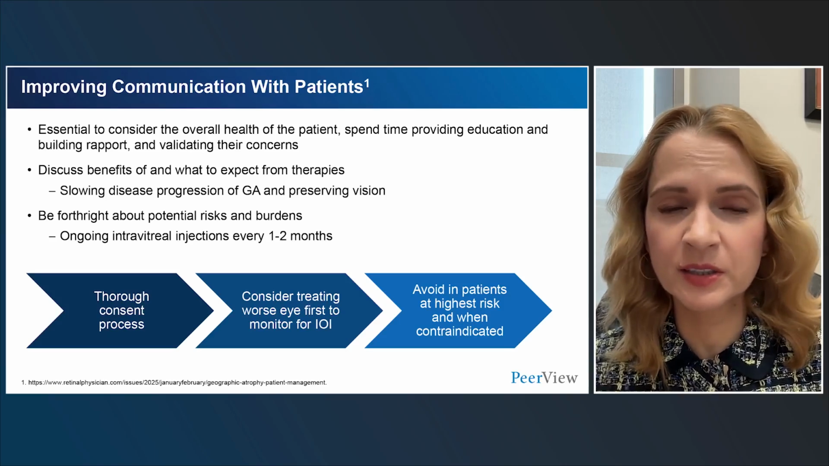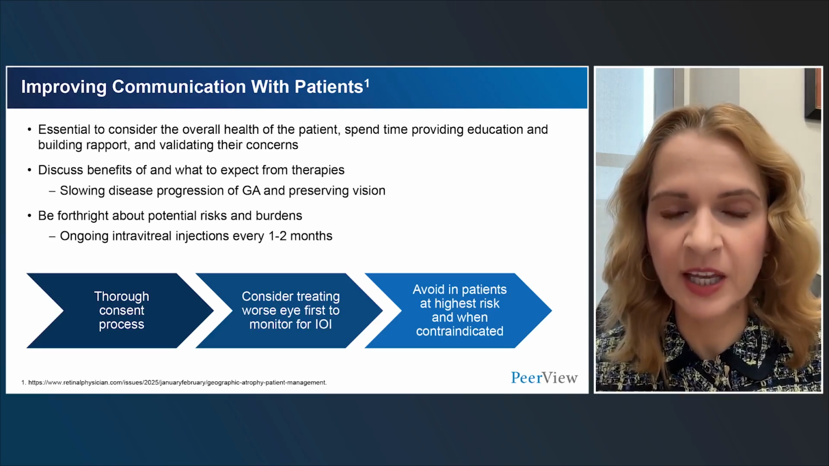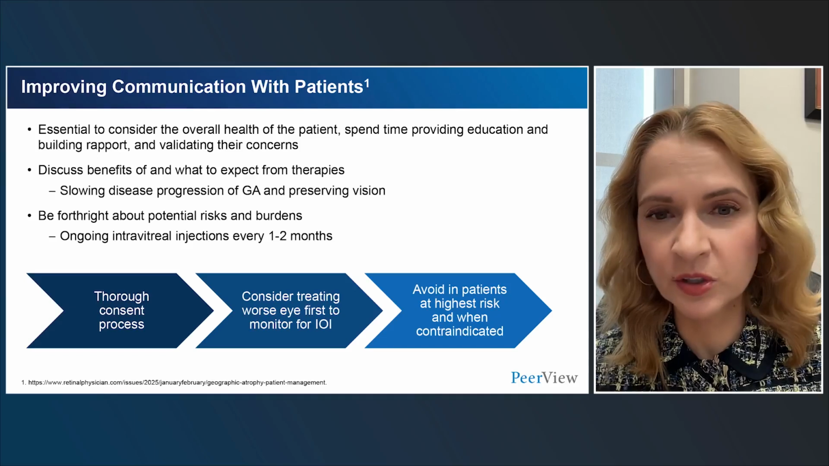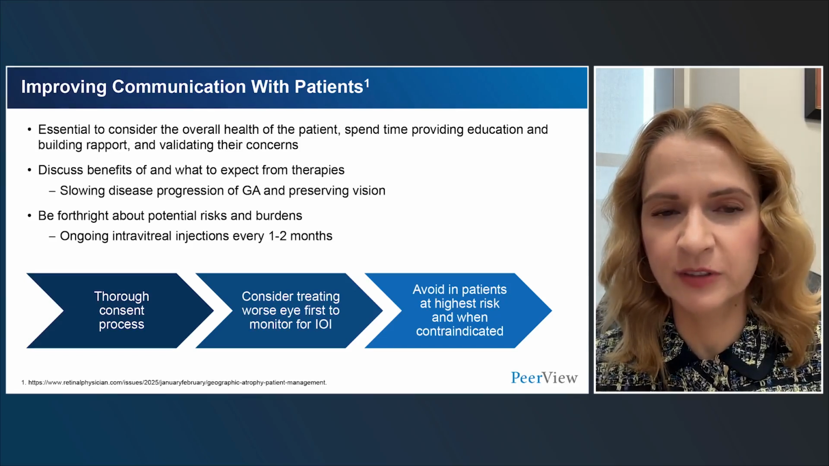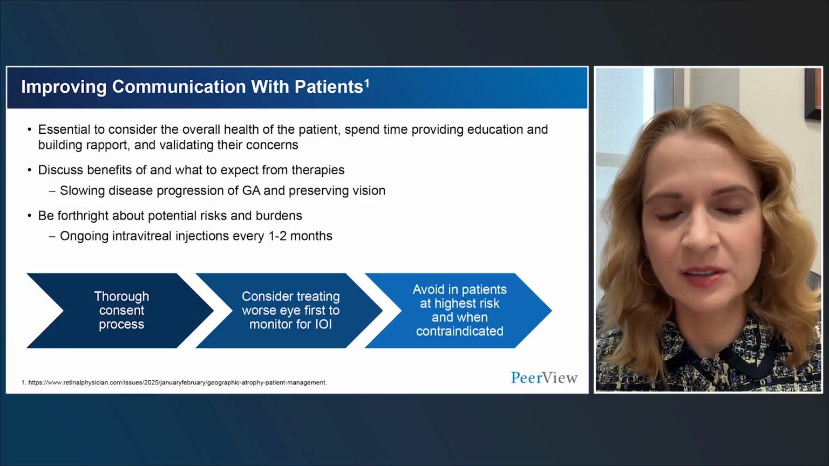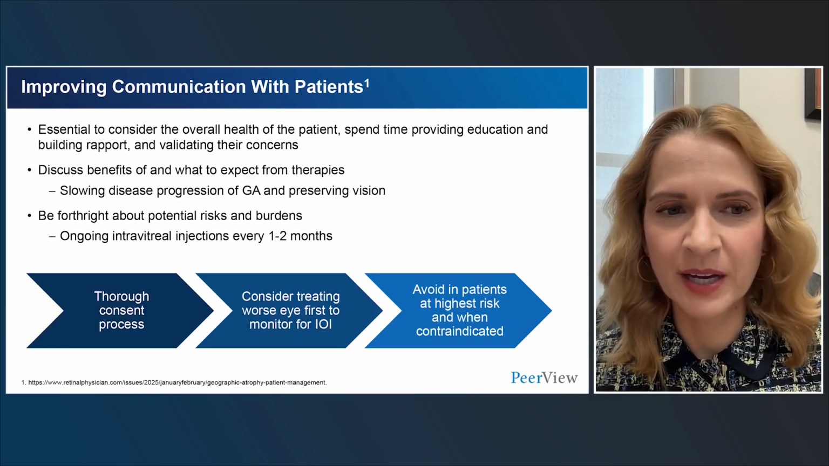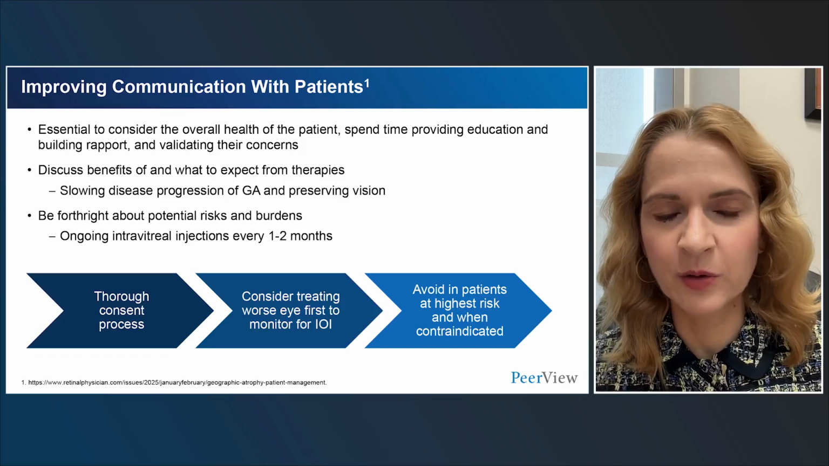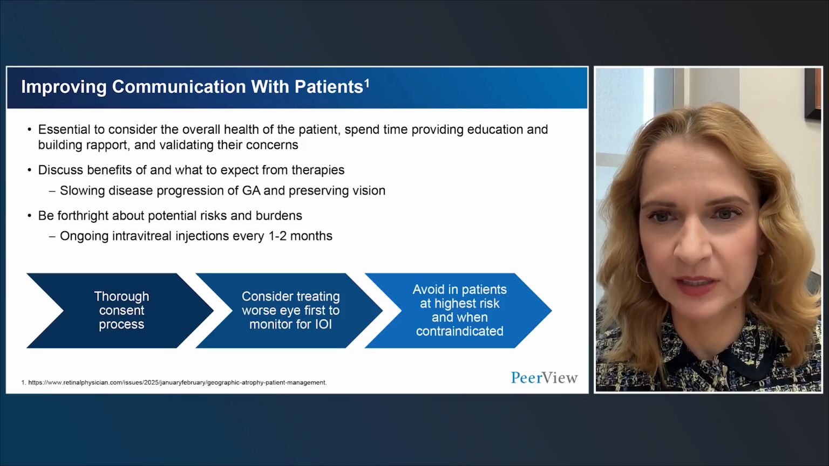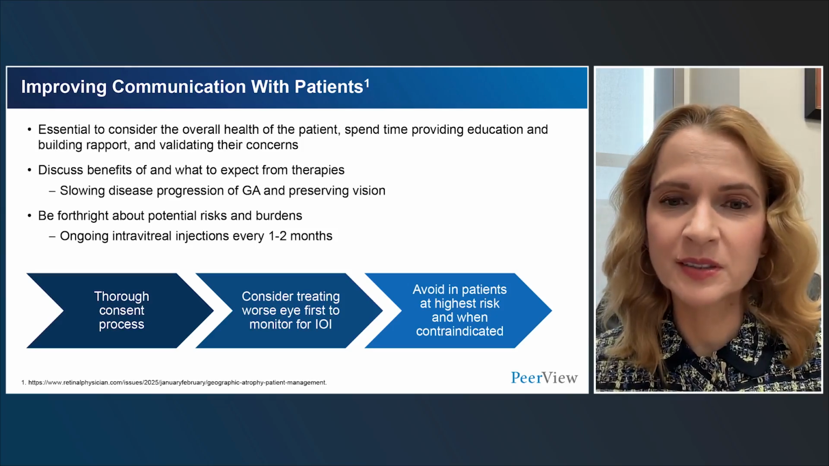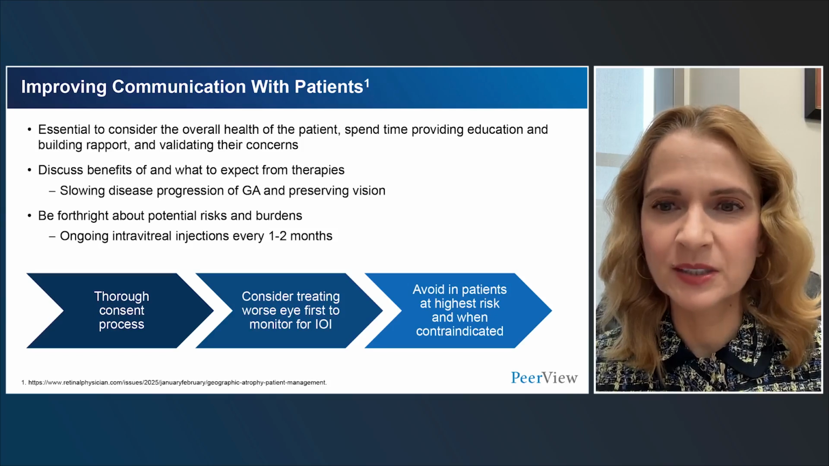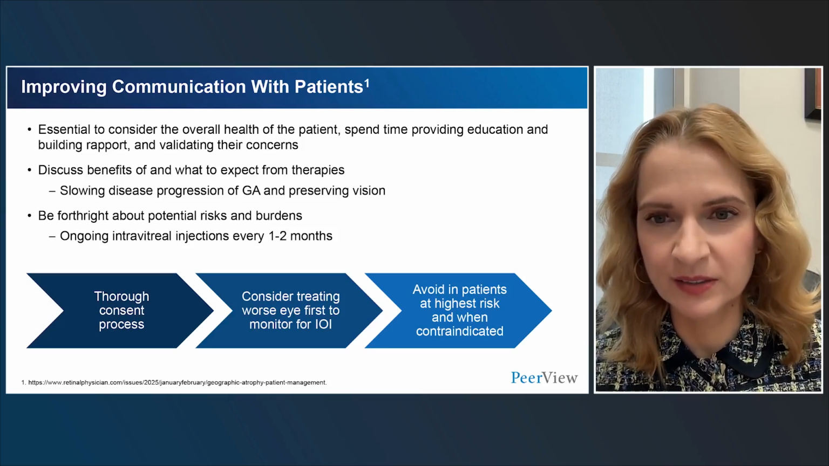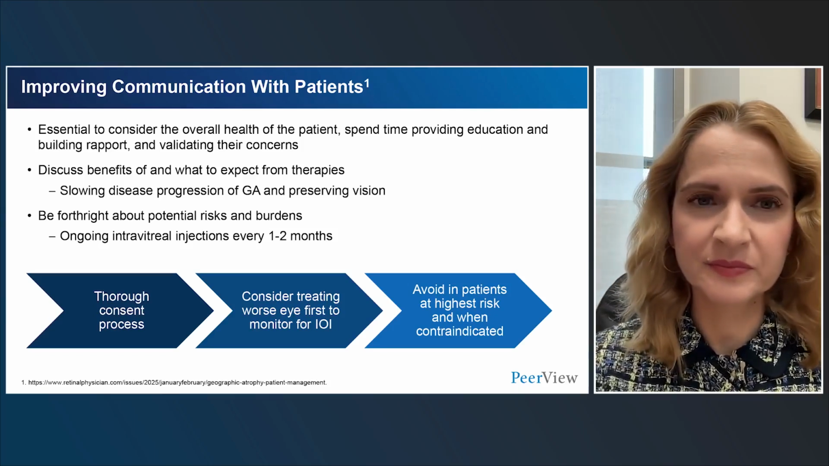We need to consider, together with the patient and their family, whether to treat the worst seeing eye first in order to monitor for intraocular inflammation. If this doesn't occur, the patient can come back for evaluation of the fellow eye and potential treatment in the fellow better seeing eye after 4 weeks. We would consider avoiding complement inhibitors that are FDA approved in the patients at higher risk and when these agents are contraindicated.